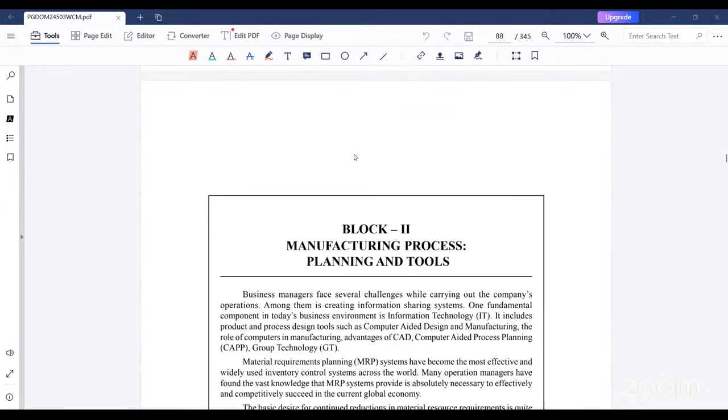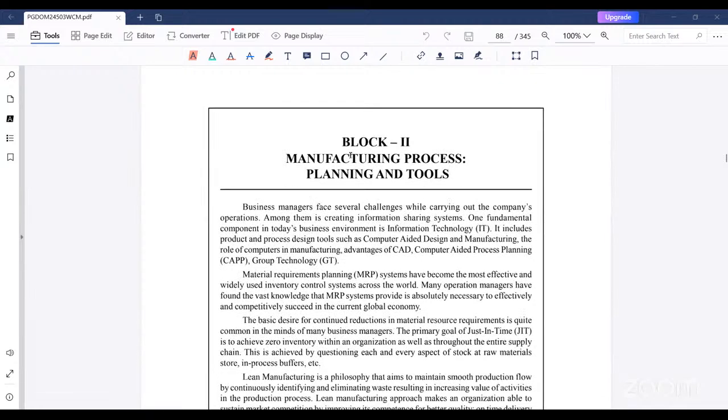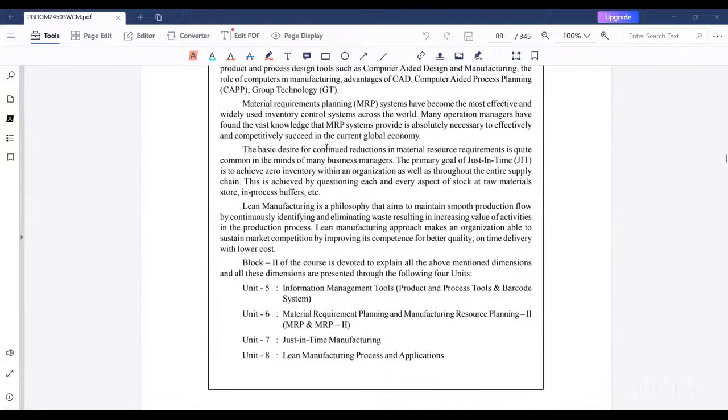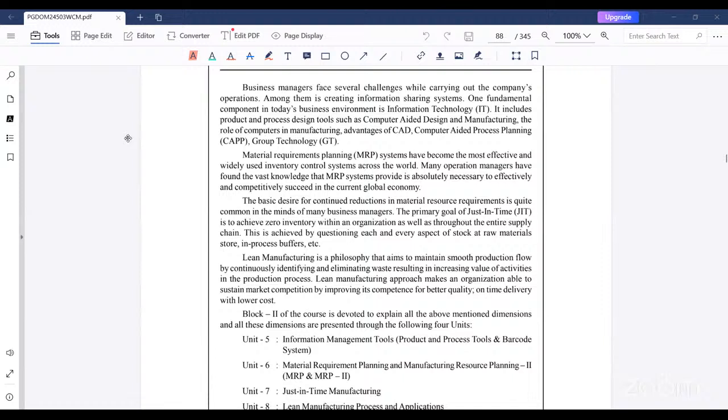Now we are moving to block 2, where we discuss the manufacturing process, planning and the tools that are involved in the manufacturing of any organization. And with regard to this, we even discuss what are the tools that are available.